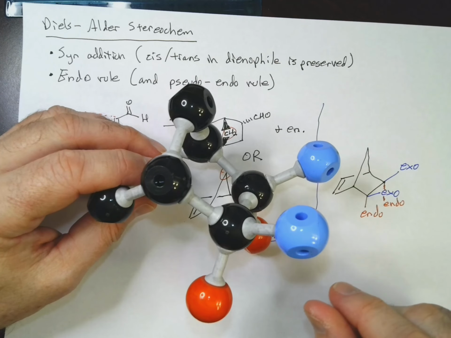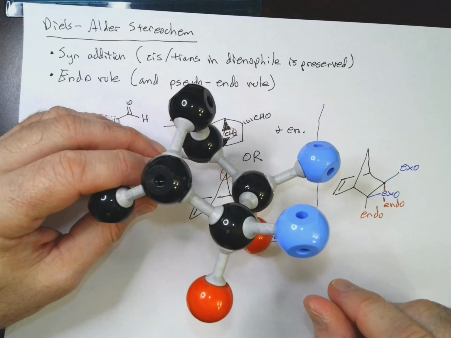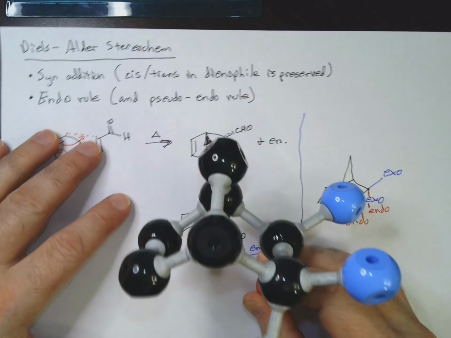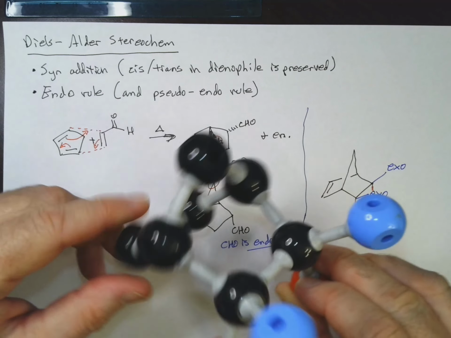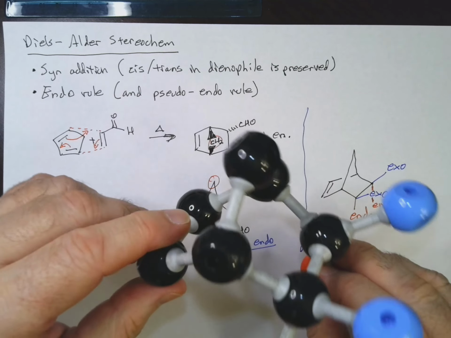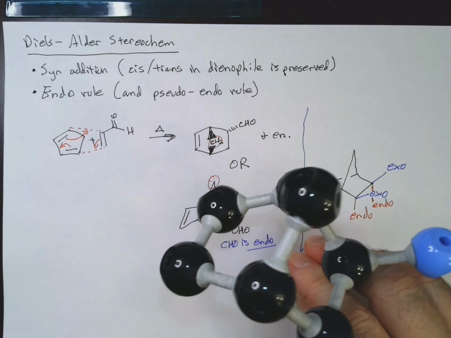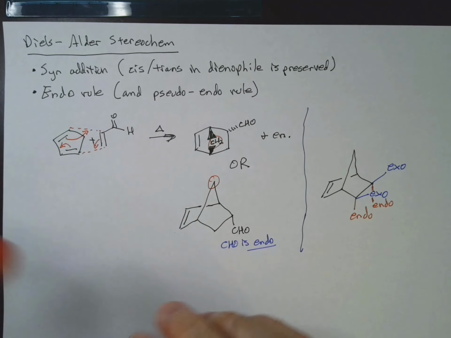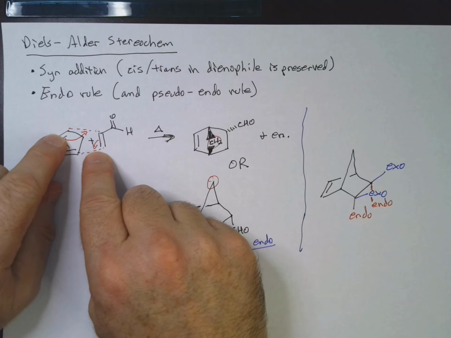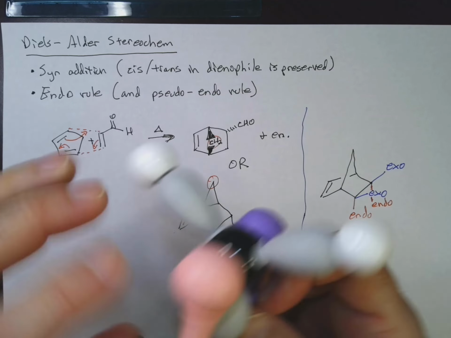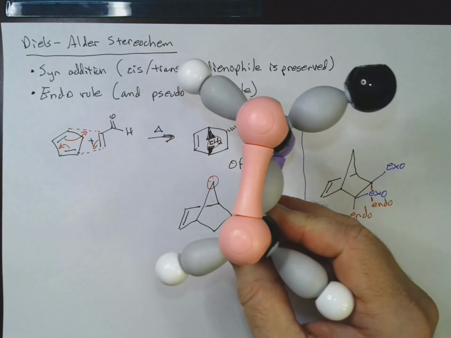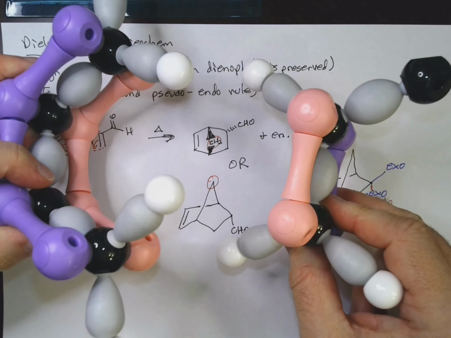And there are some reasons for why that happens. Okay, and just to go off on a bit of a, not exactly tangent, because we'll revisit this in the next chapter: how do we get bonds to form? How are these bonds going to form? Well, we need to have overlap of orbitals. And so we're going to have our dienophile and our diene.